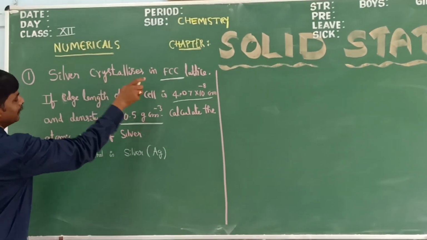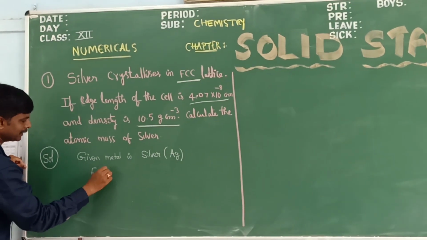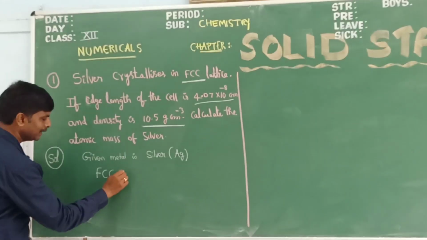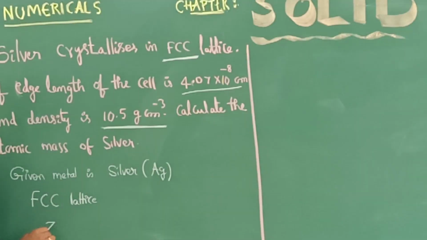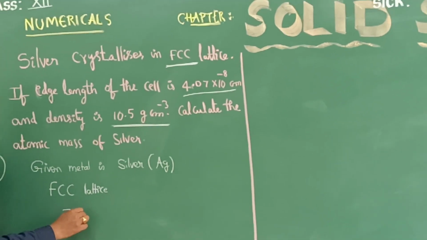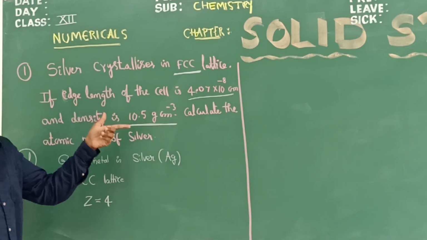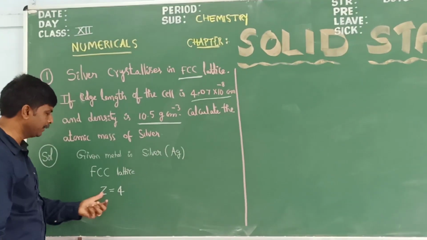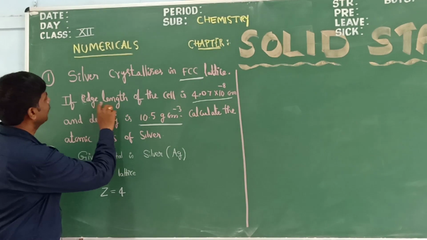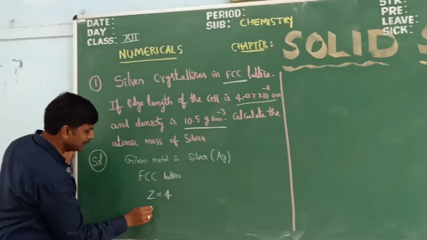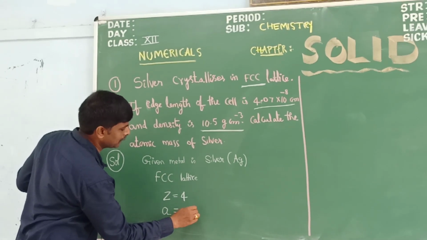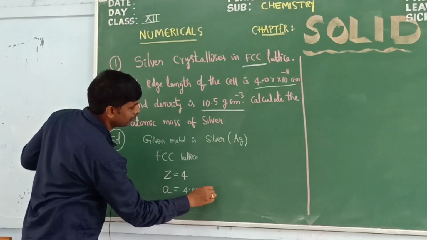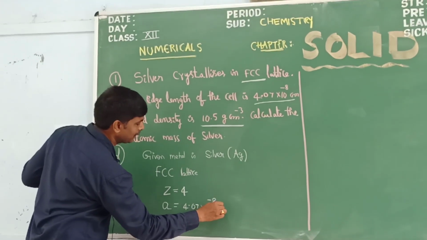Okay, first line: it is given as an FCC lattice. For an FCC lattice, you immediately write Z is equal to 4. If it is a BCC lattice, you write Z is equal to 2. Simple cubic, Z is equal to 1. Next, the edge length of this cell, a, is given as 4.07 into 10 to the power of minus 8 centimeter.